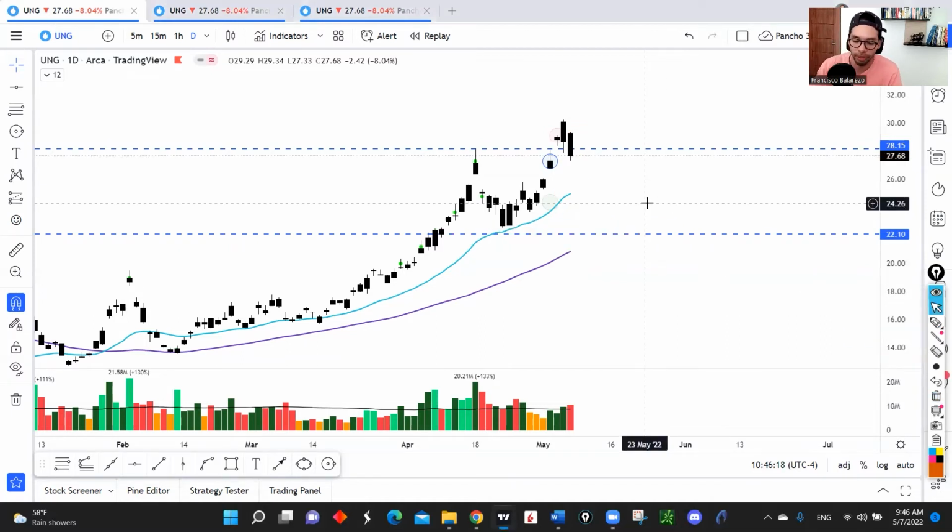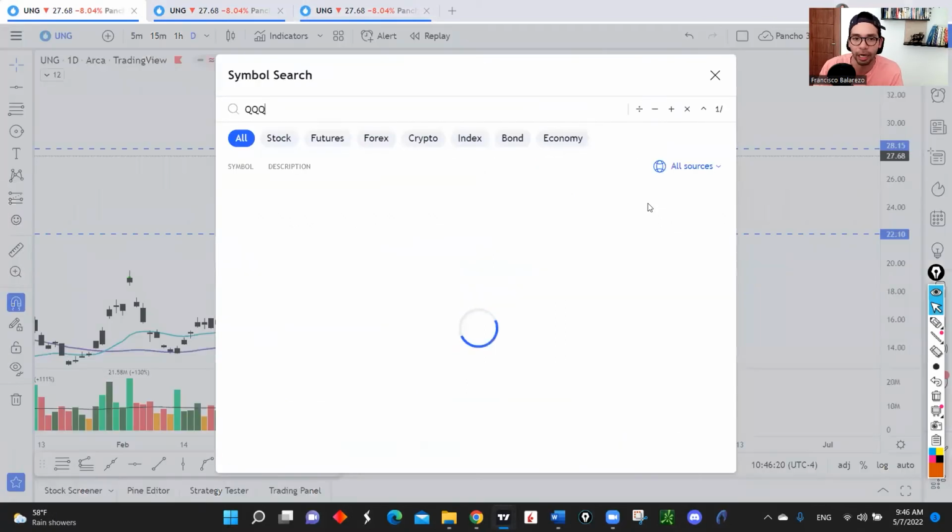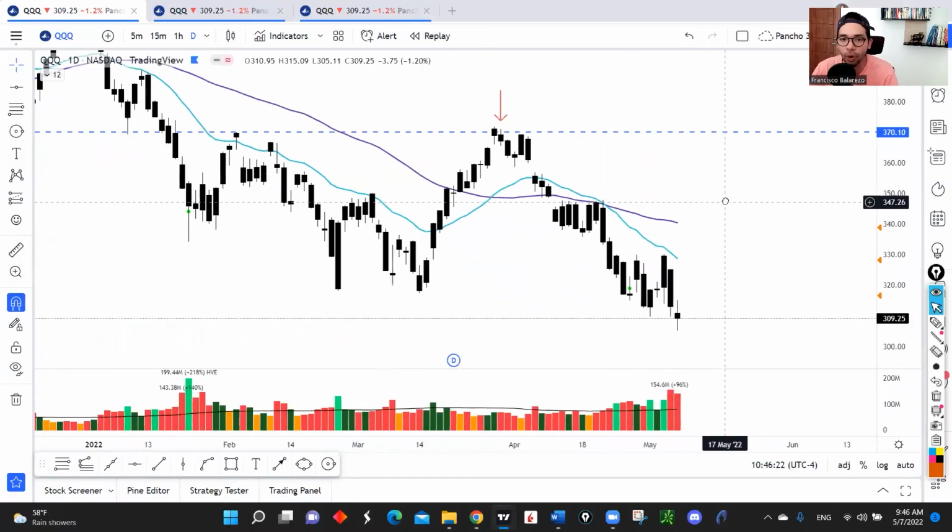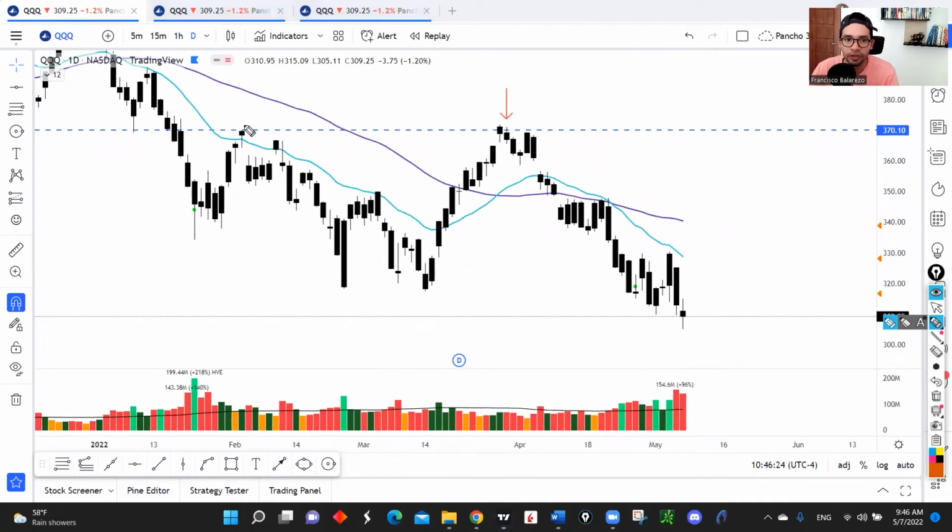Now let me show you some examples of these DTSS setups working, and you can see that we actually had one in the QQQs. And you can see that here we have the pivot, right? Here we have the pivot. A lot of people are looking for that breakout. We actually have a move above it. However, on this day right here, we close below that pivot.